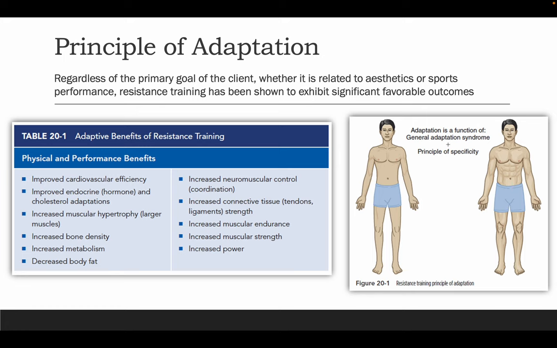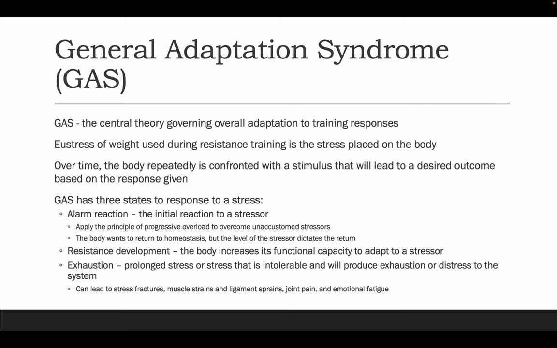All right. General adaptation syndrome, that's the three-step process of how our body goes through change. And then the principle of specificity is that of being specific to what you're training for. So if you're training for upper body strength, you're going to train in an upper body strength way. If you're training for hypertrophy, you're going to train for hypertrophy, lower limb, upper limb, whatever. It's specific to what your goal is. All right. So there's your general adaptation syndrome, or GAS, as it's commonly referred to. There's three phases. And we said this is the way that our body responds to adaptations.